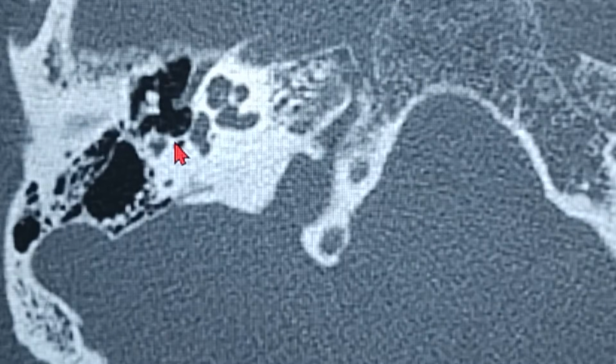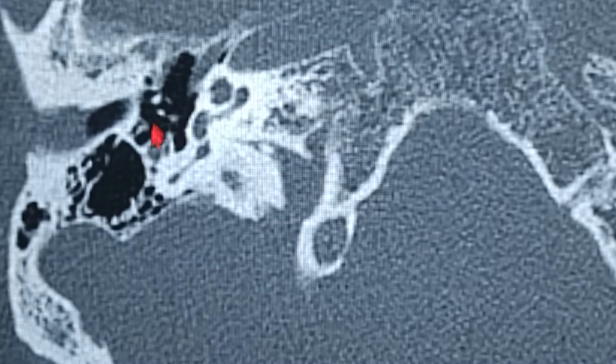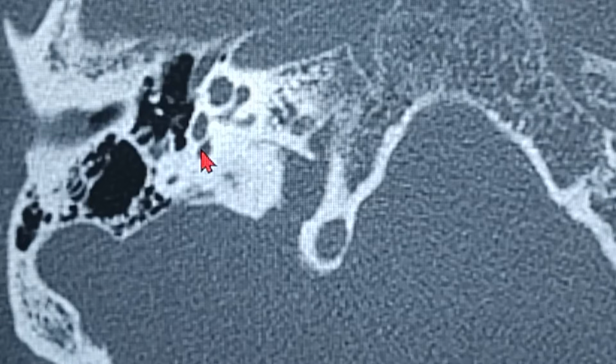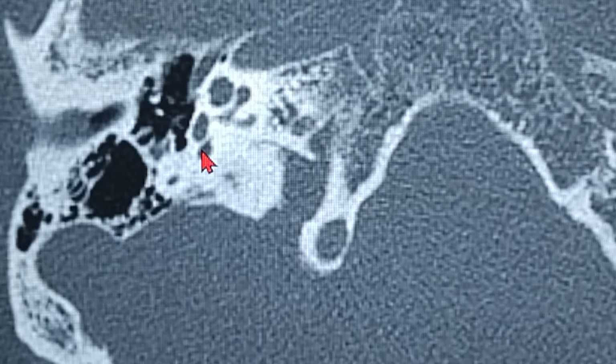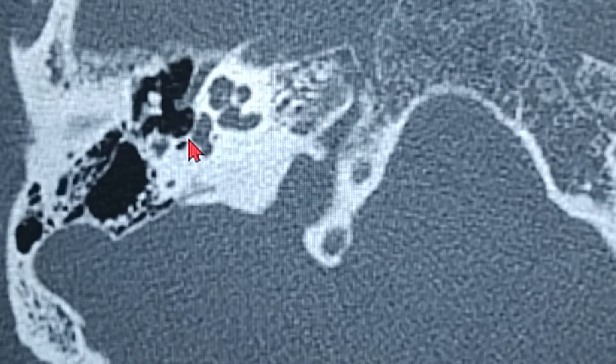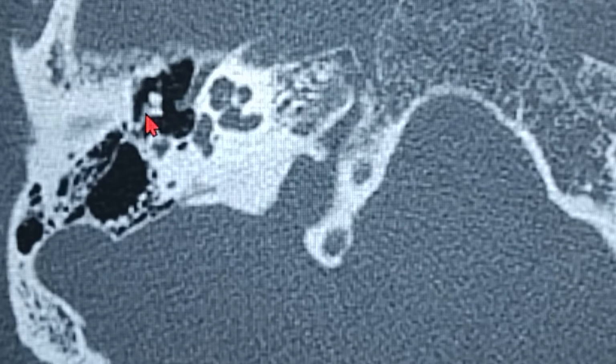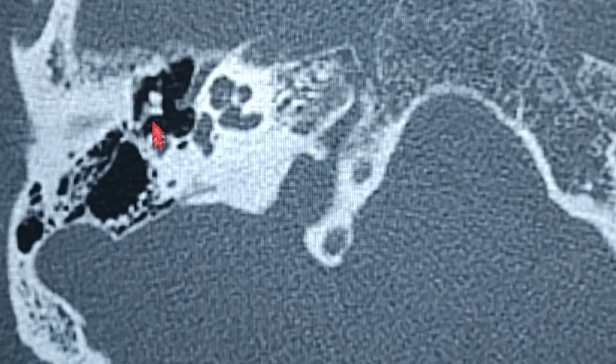So if I keep on going above, you can now see, all this was basically the mesotympanum area, right? Now I'm going above. What is there above the mesotympanum? We all know it's the epitympanum, right? So now I'm going to show you the epitympanum, with which you can see the ice cream cone appearance right here. That's the proper ice cream cone appearance, and this entire structure over here is the epitympanum. This is basically the aditus ad antrum, and this is basically the antrum.